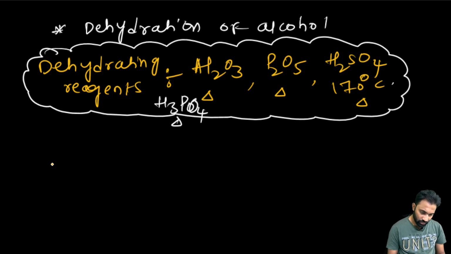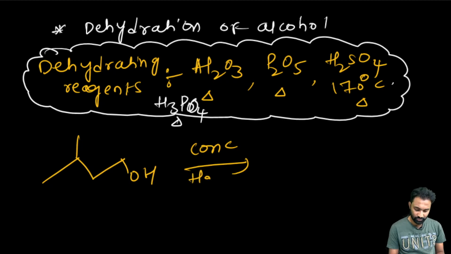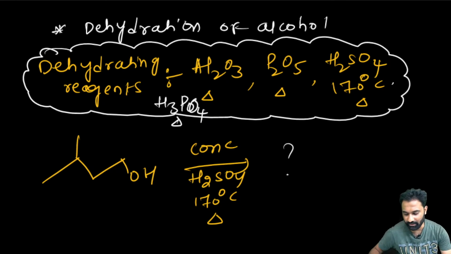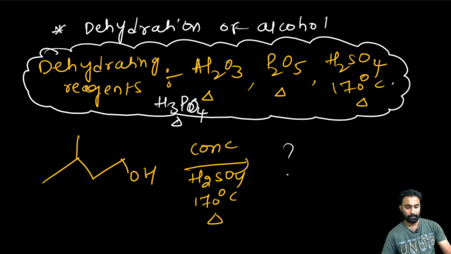Now, if I take 3-phenylbutan-1-ol upon concentrated H2SO4 at 170 degrees Celsius and heating, what is the product IUPAC name? And which is the mechanism involved in it?